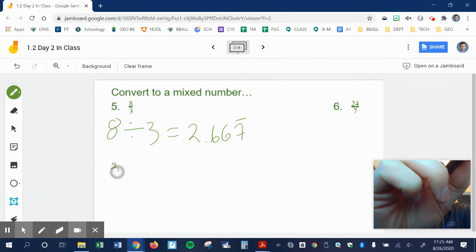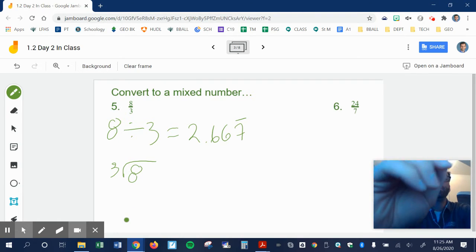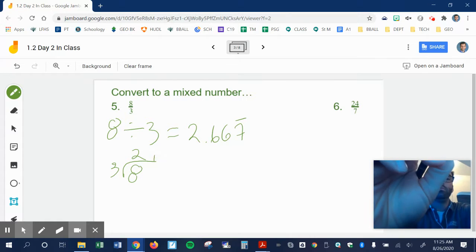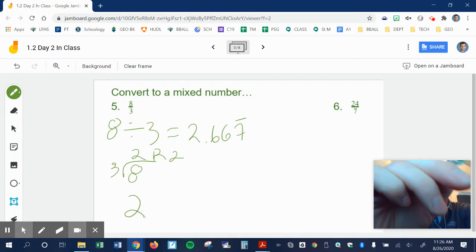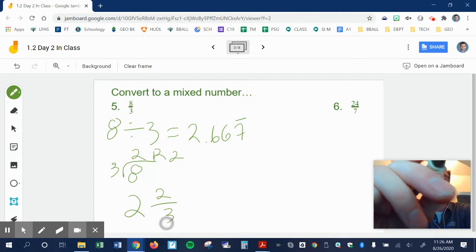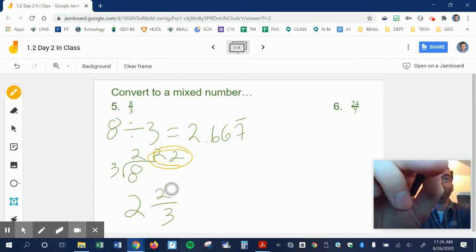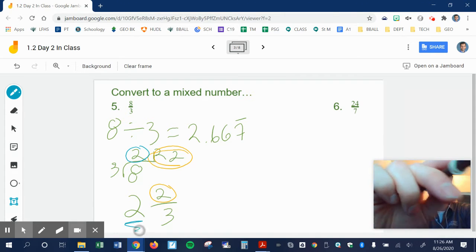Okay, so I can also do the long division way. I could do 3 and then 8. Well, 3 goes into 8 how many times? Twice. How many are left over? If it goes in twice, 3 times 2 gives me 6. What's left over? My remainder is 2. So that tells me that to convert this into a mixed number, my answer would be 2 and 2/3. So your remainder here will match right there, and this number here will become your whole number.